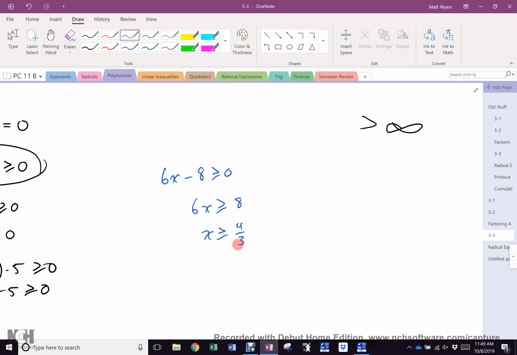Is 2 greater than 4/3? Yes, so would the number 2 work? Would the number 1 work? No. Everybody good? All right, so that's the theory behind inequalities.